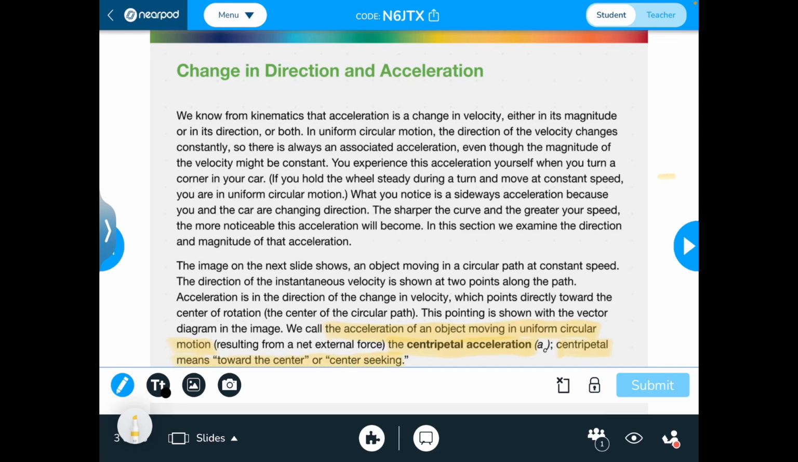It's kind of important when it comes to this because knowing that centripetal alone means towards the center, or center seeking, is going to help guide you that everything that says centripetal in the future is talking about something that is center seeking or towards the center. So centripetal force, when we look at that later, will also have a force that is pointing in that same direction.